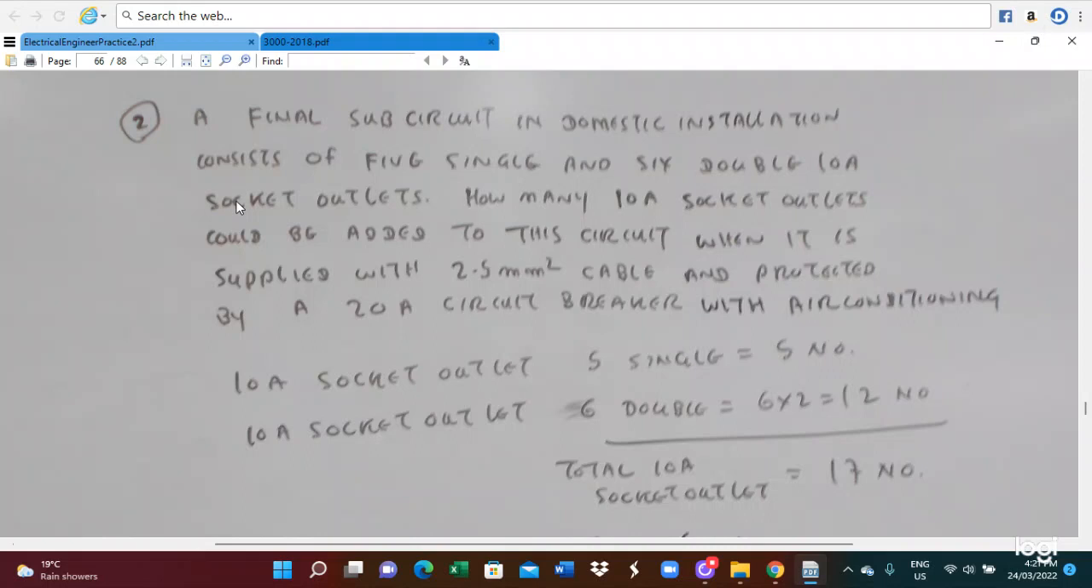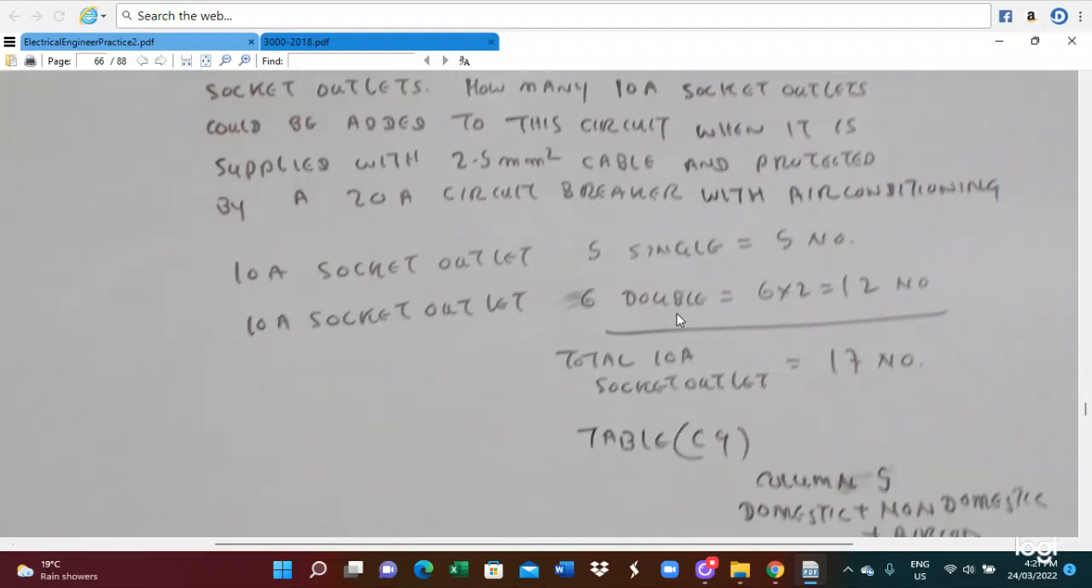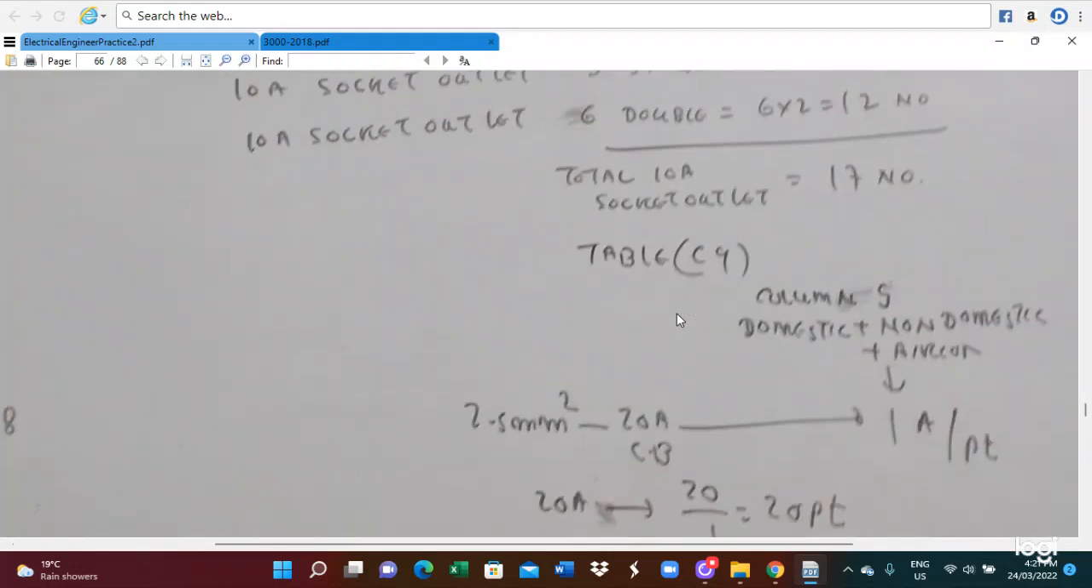So the 10 ampere single socket outlet is a 5 single socket outlet. So these 5 are already installed. 10 ampere socket outlet 6 number double. So in this case, 6 multiplied by 2, so 12. So this is the total 10 ampere socket outlet 17. This is the total socket outlet already installed, 17.